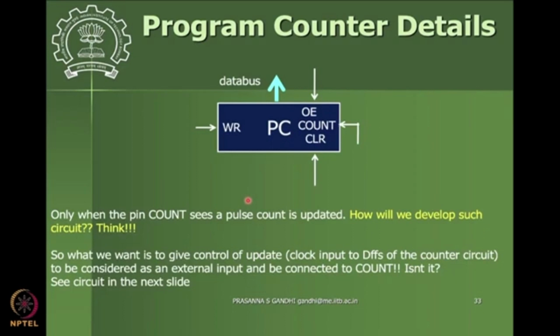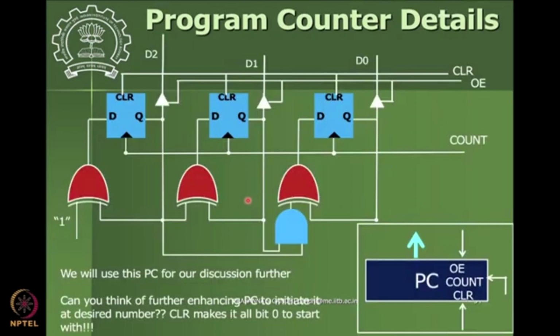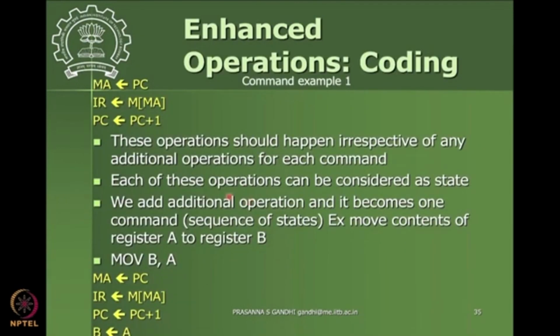This is more about how we design the digital circuit, and we will cover that later. These are more details about how the program counter is made to function the way it does. So these are the operations that should happen. The program counter content should go to the memory address register, and then the contents of whatever memory location is addressed by that register are transferred to the IR register, and then we update the PC. This is the sequence of operations that should happen for every single command that we execute.